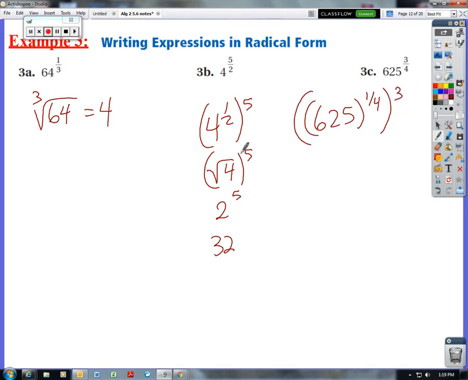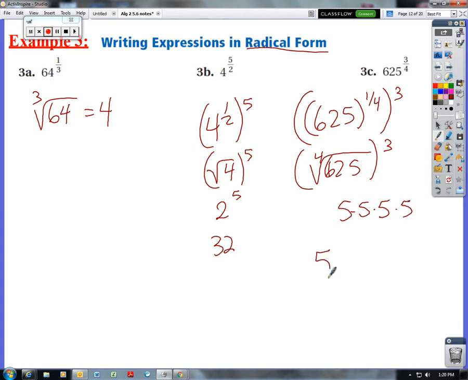Now normally I wouldn't go and do this radical step. I would just go right from here to here. But because it's asking radical form, I'm going to go ahead and do that additional step, like so. The fourth root, oh, that's 625. The fourth root of 625 is 25, I do believe, because 25 times 25, oh, no. It's 5. Because 5 times 5 is 25, times 5 is 125. 125 times 5 would be 625. So that's 5 to the 3rd, which is 125.